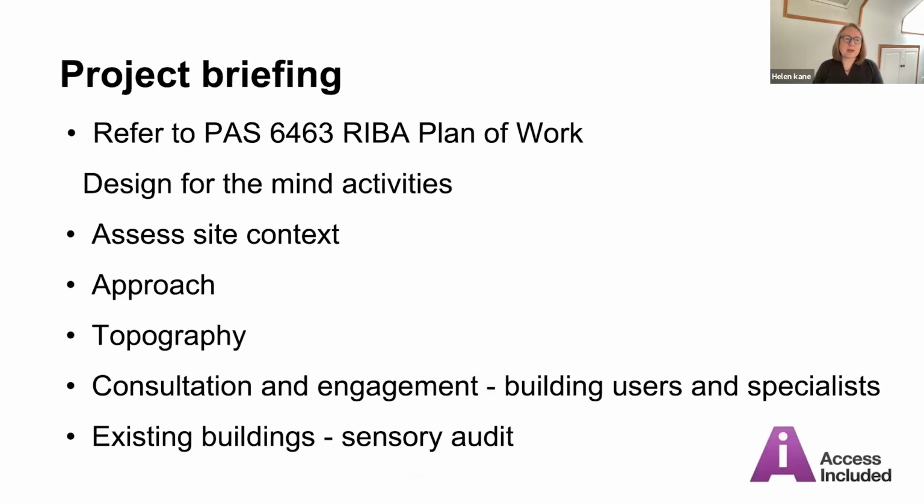Okay, project briefing. It's the final one. Refer to the PAS 6463. There's an RIBA plan of work setting out the neurodiversity implications at each stage. It's really helpful. Just have a quick checklist. Look for the design for your mind activities there. Assess the site context. We always think about people. I know you do too, but we think about a really wide variety of people who may or may not use the building, and demographics locally, and the life of the building. So consider that really carefully with us.